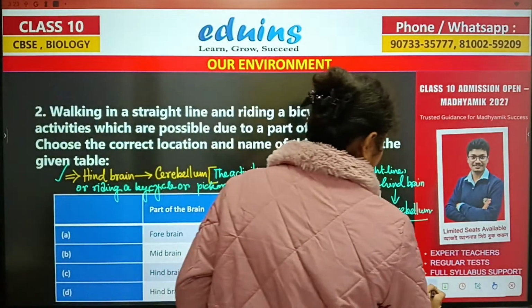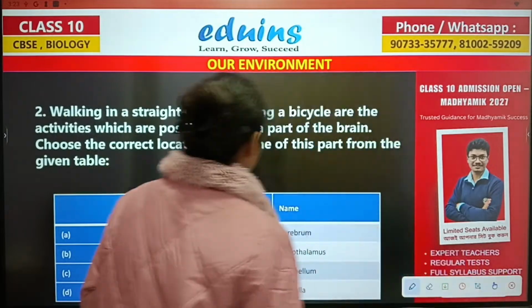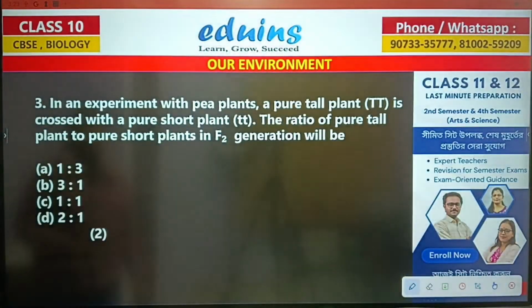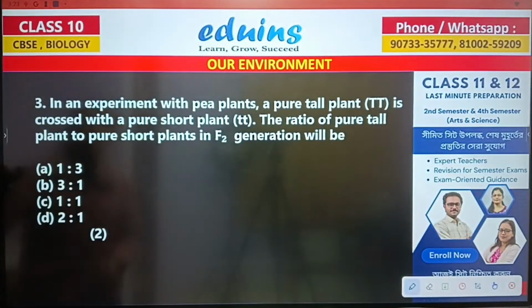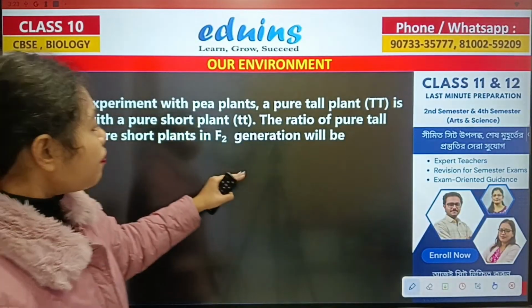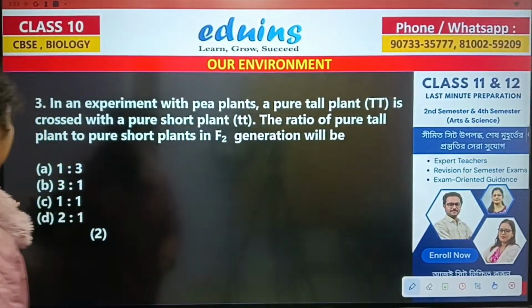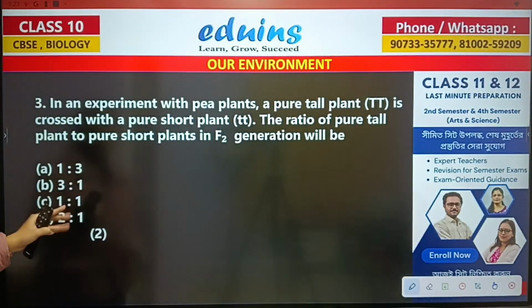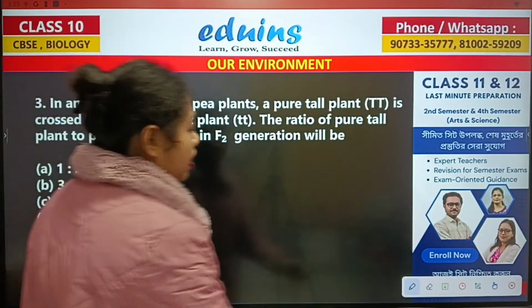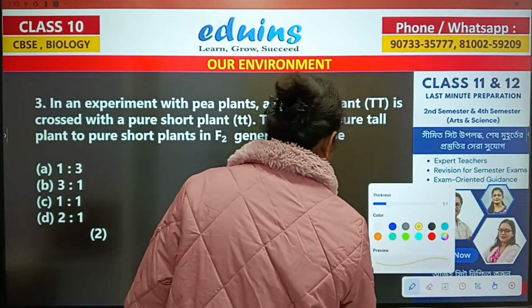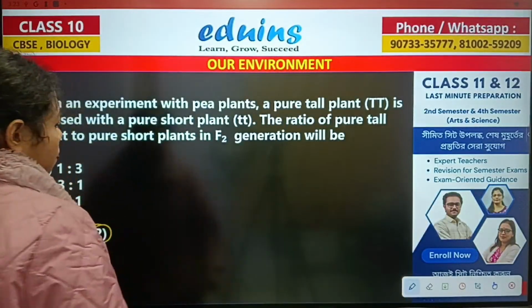Okay. The next question is, in an experiment with pea plants, a pure tall plant TT is crossed with a pure short plant tt, small t. The ratio of pure tall plant to pure short plants in F2 generation will be 1:3, or 3:1, or 1:1, or 2:1. Okay, so let's see. Here is the number division, marks 2 for this question.